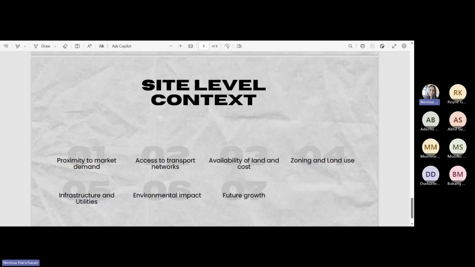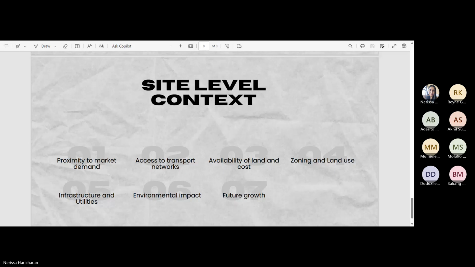Infrastructure and utilities, and this is from an electricity, water, gas, sewage perspective, all of the important things that come on our monthly bills. So with site level consideration, you want to basically assess the capacity and the reliability of that utility service that's supporting your warehouse and operation.